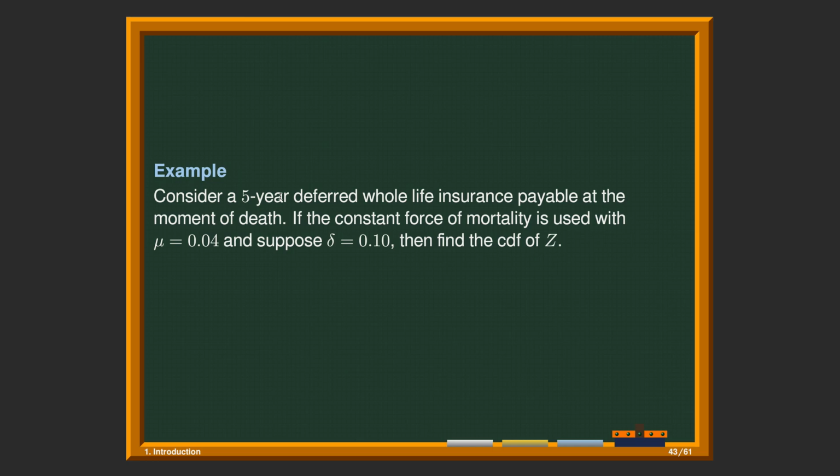Let's consider this example that we had earlier, and this time we want to find the CDF of z. So mu is 0.04 and delta is 0.10 for an M-year deferred whole life insurance payable at the moment of death, and we assume that mu is fixed, it's constant. It's actually given to be 0.04.